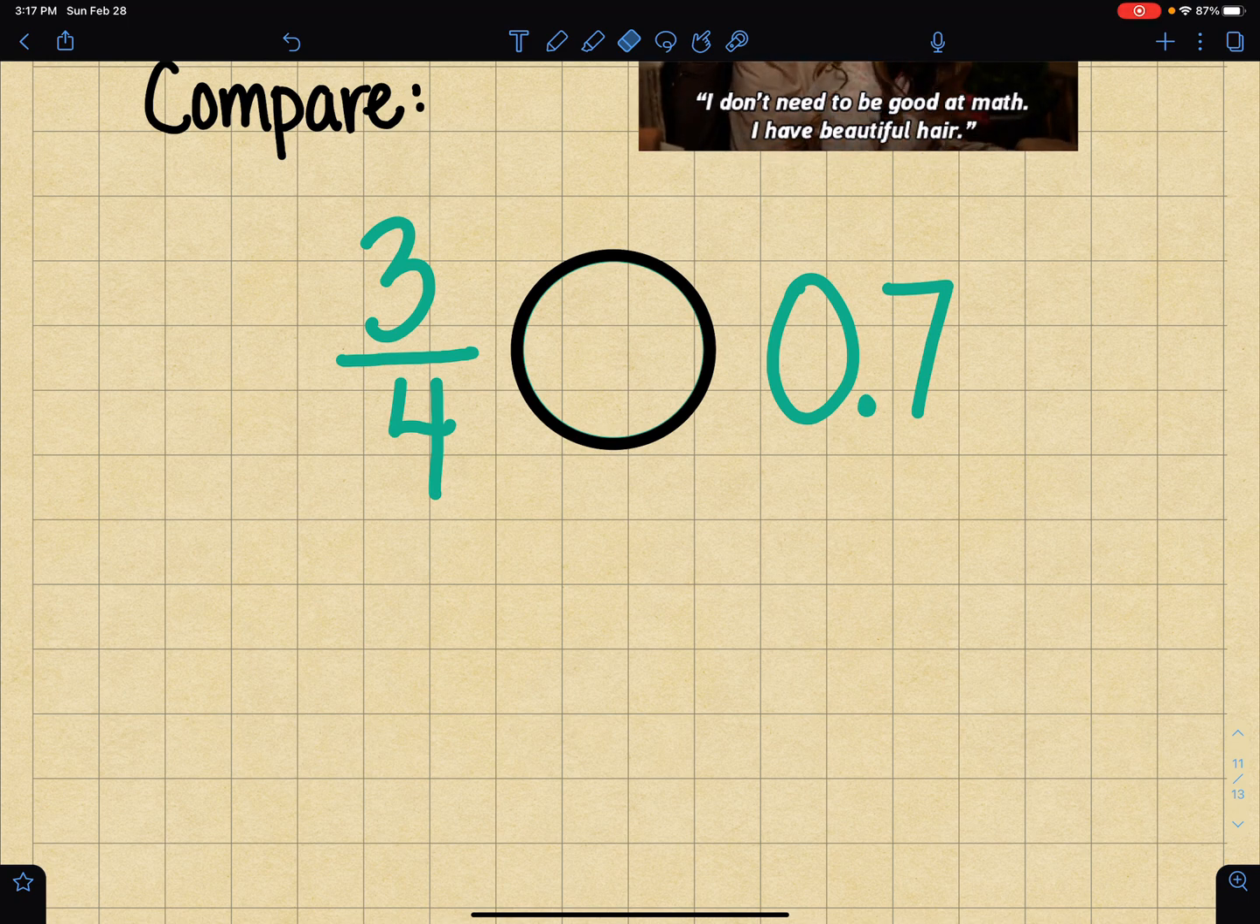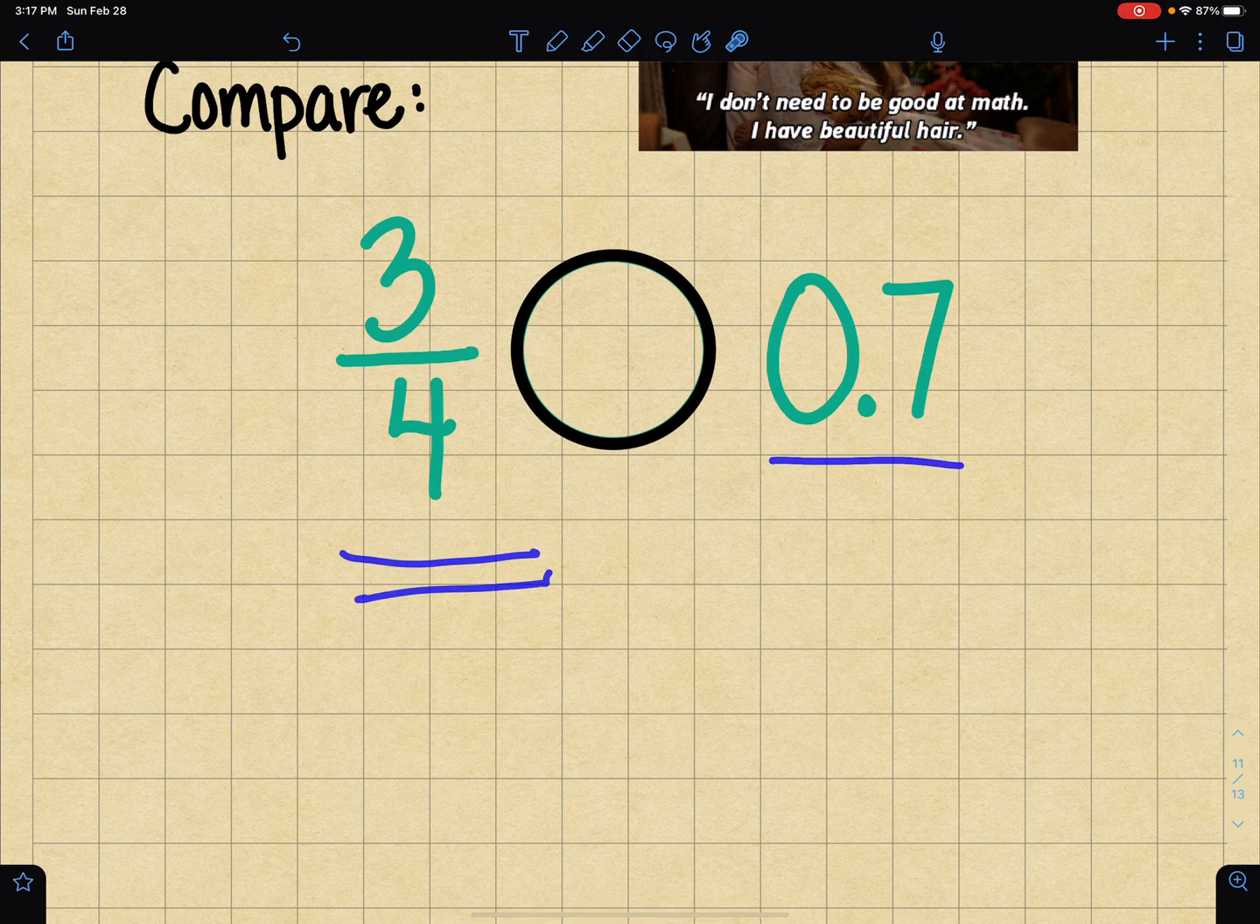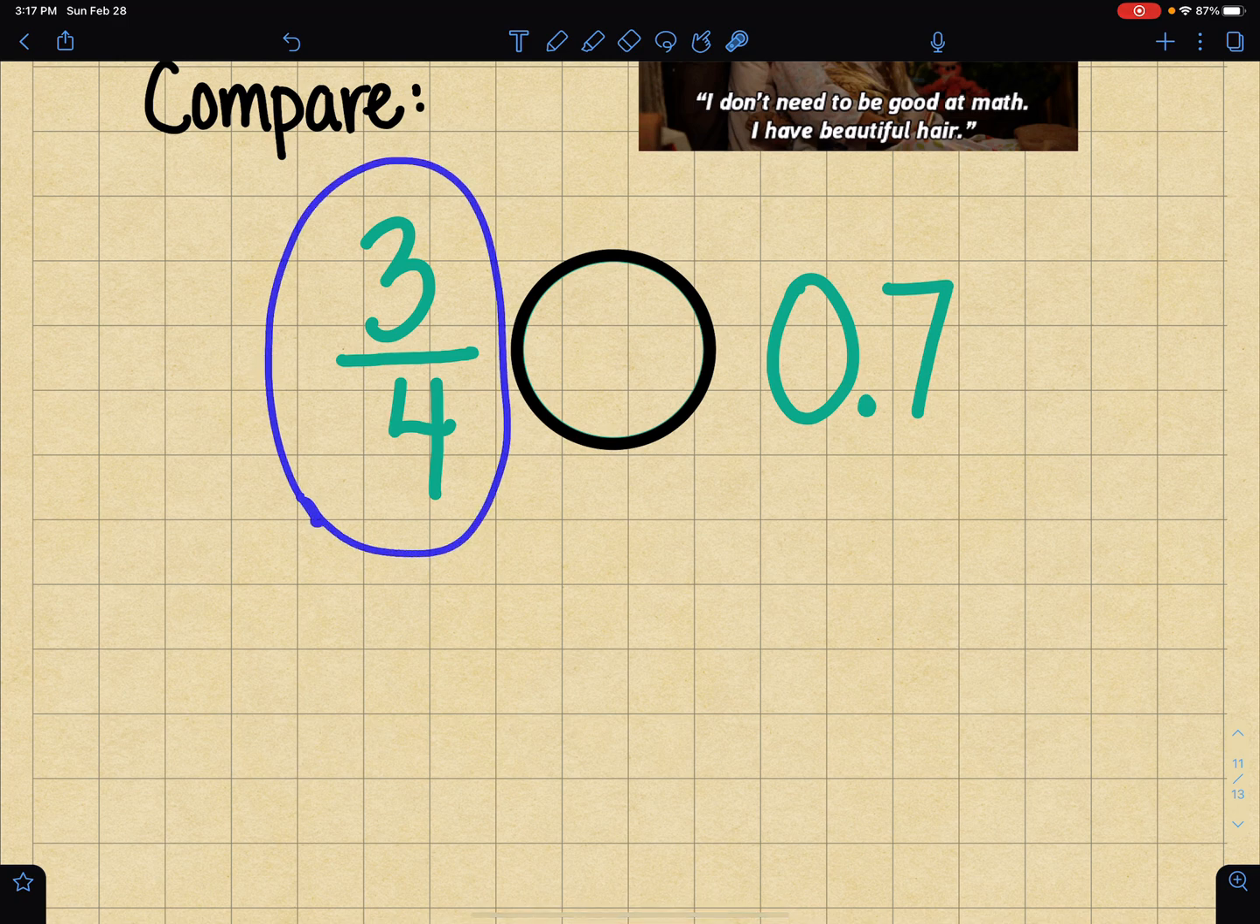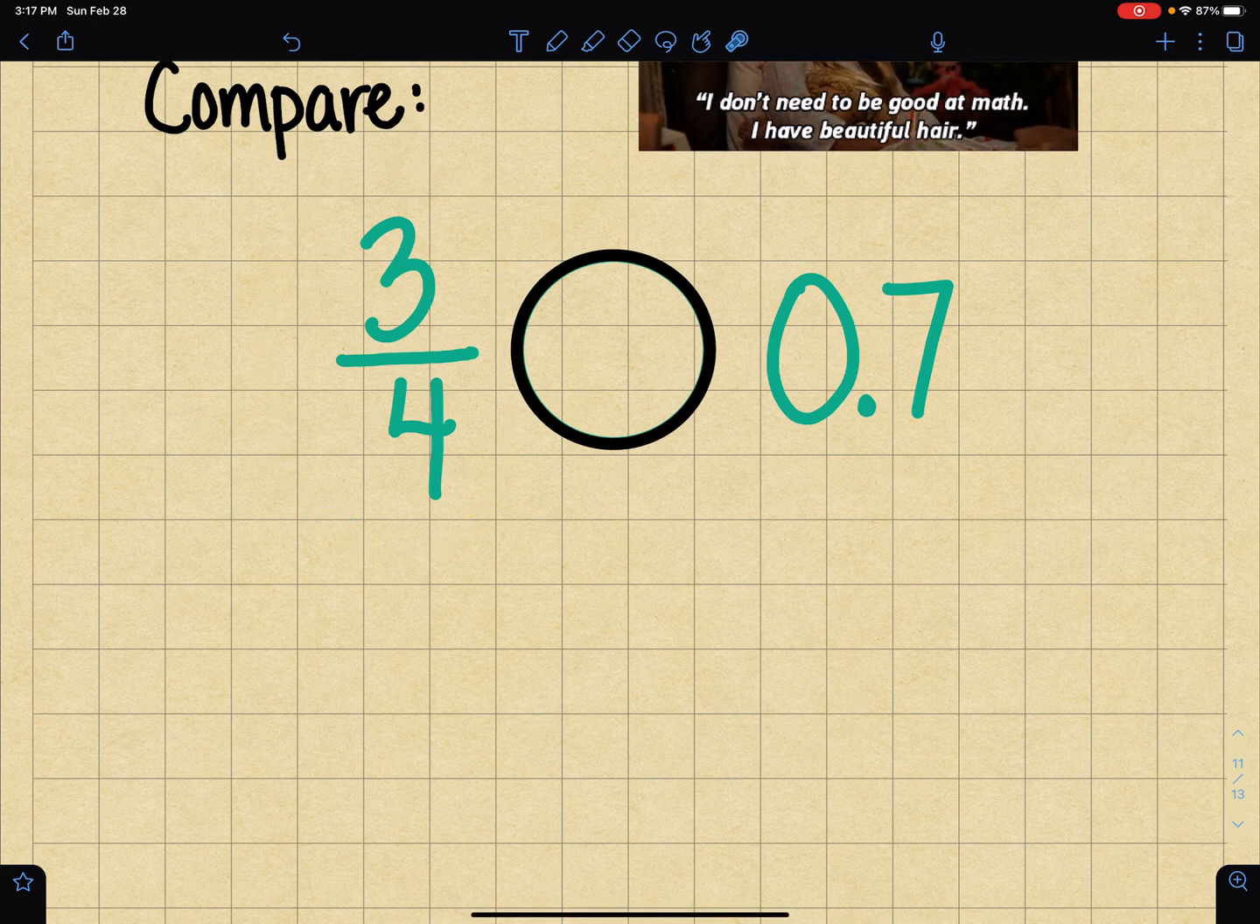Let's compare these two. And look, this is interesting because they gave us a fraction right here, 3/4, and a decimal. I kind of like that they did that because now we only have to change one into a decimal, and then we're comparing two decimals. It's kind of like comparing apples and apples. You don't want to compare an apple with an orange. That's silly. Change them both to apples, and then you can compare.